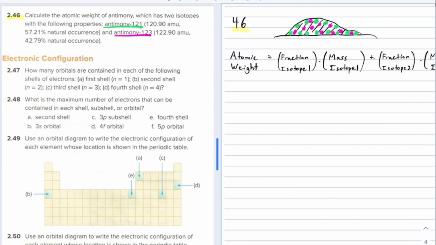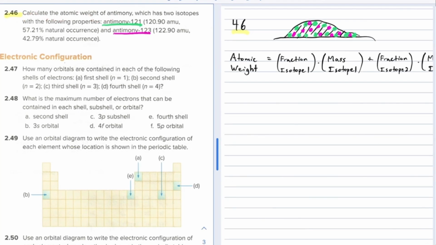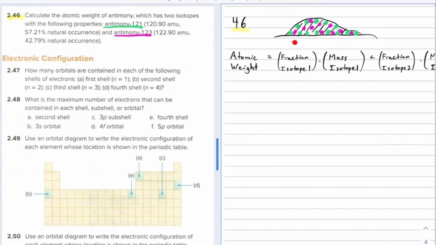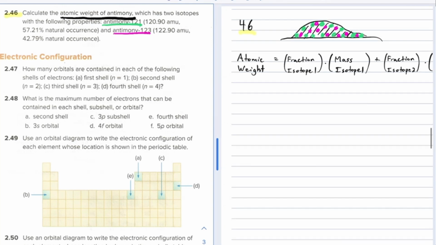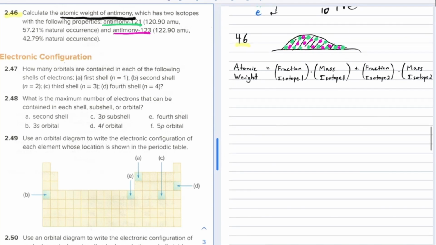Now when it says to calculate the atomic weight, it's asking us for what's the mass of the average antimony atom. Some of them are this type of atom, and some of them are that type of atom, and you know how much of each type you got, and you know how much the both of them weigh. So how do you calculate the mass of the average antimony atom? That's the atomic weight. Okay, the equation that you use is right here.